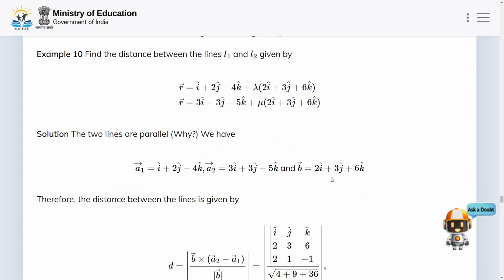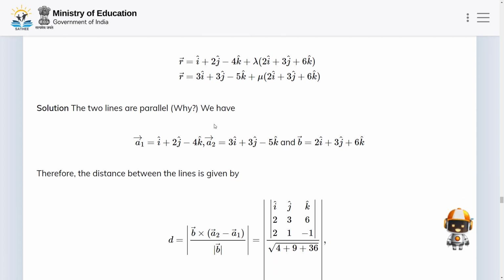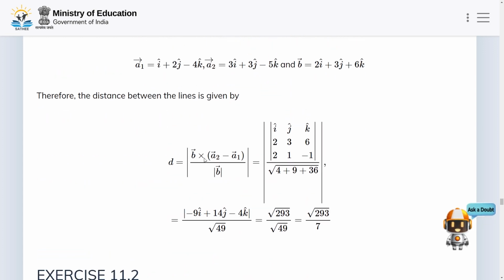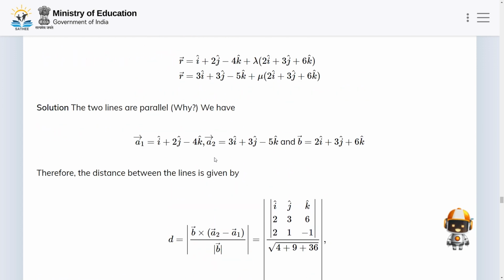Clear? Now another example: find the distance between L1 and L2, where L1 is given in this form and L2 is given in this form. Just compare. You will have a1 as this, a2 as this, b1 as this, b2 as this. You have your formula, just apply. So b multiplied with what? Okay, so b is this.